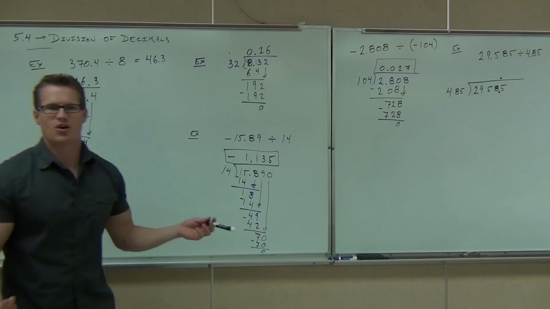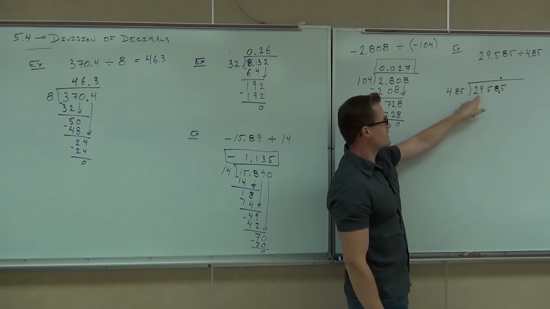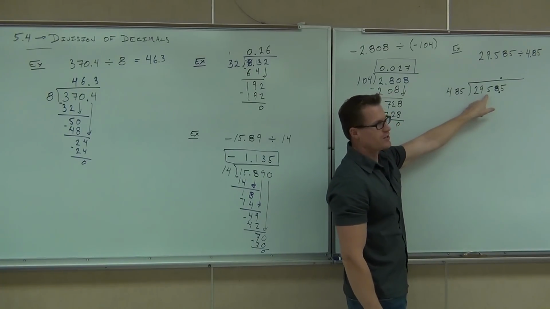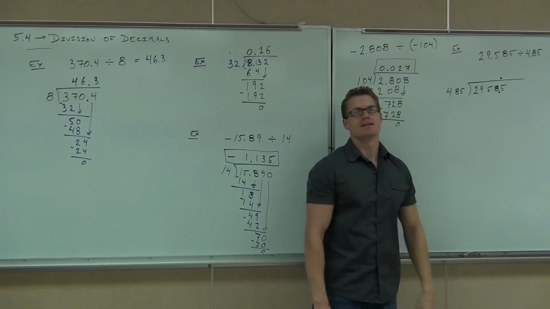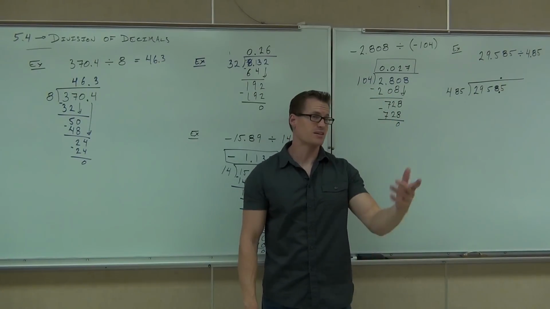Then we do our division as normal. So let's go ahead and try to do that together. 485 into 29? No. Into 295? No. Into 2,958? Yeah. How many times? 6. I'm going to guess 6, yeah.